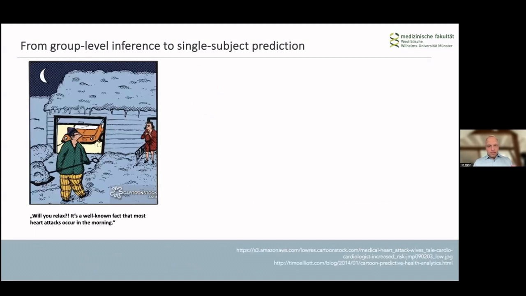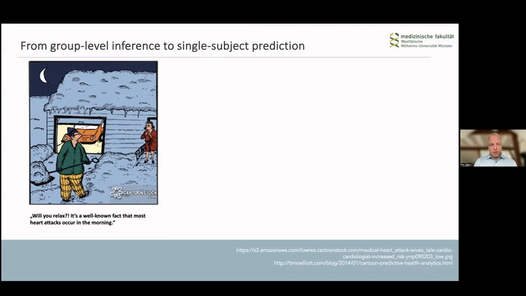So just to make this a little less theoretic, what we basically want to do is move from this cartoon here, where the guy is shoveling snow and the wife is coming out and worries about him having a heart attack. The guy says, will you relax? It's a well-known fact that most heart attacks occur in the morning, and he's shoveling the snow at night. And we all laugh, but we need to realize that that's exactly what group level inference is doing.